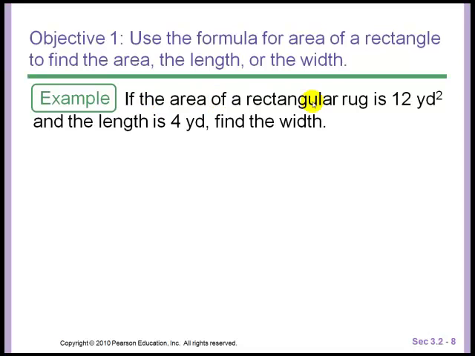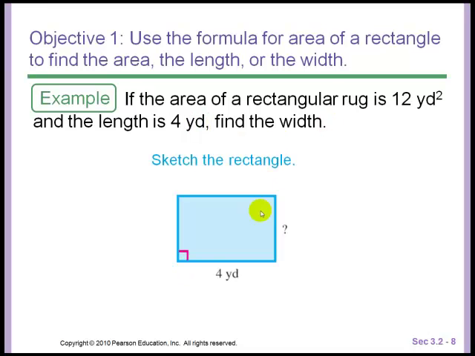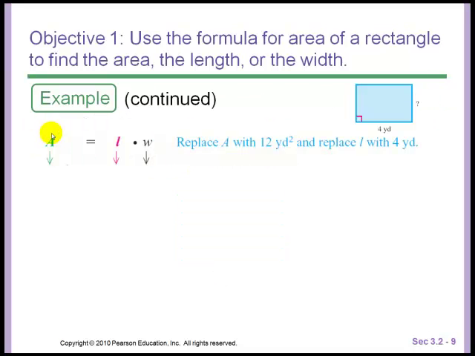If the area of a rectangular rug is 12 yards squared and the length is 4 yards, find the width. Here is our rectangle. We know it is 4 yards long. We do not know how wide it is, hence the question mark, but we also know the area is 12. We will plug the information we know into the formula. We know area is 12 yards squared, length is 4 yards, and we don't know what the width is, so we leave that as our W.